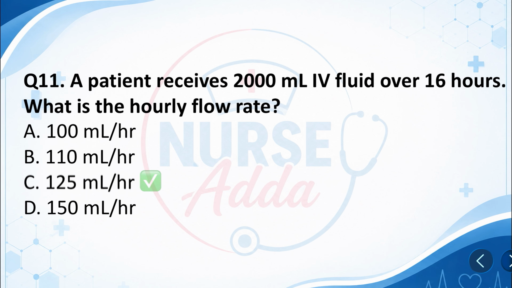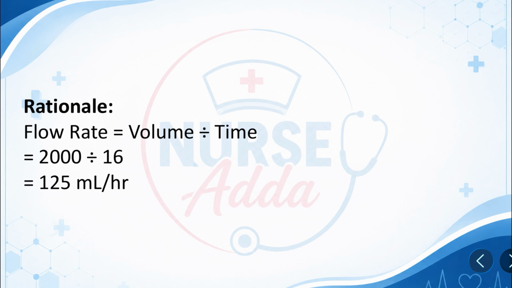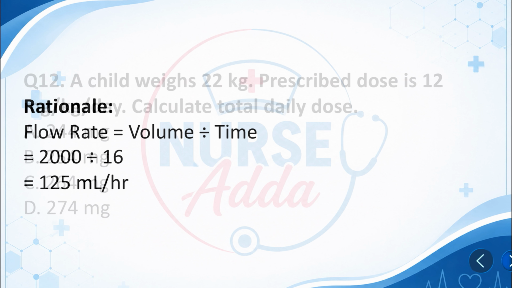The right answer is option C, 125 ml per hour. Flow rate is equal to volume divided by time. So here volume is 2000 and the time is 16. By this we get the right answer, 125 ml per hour.